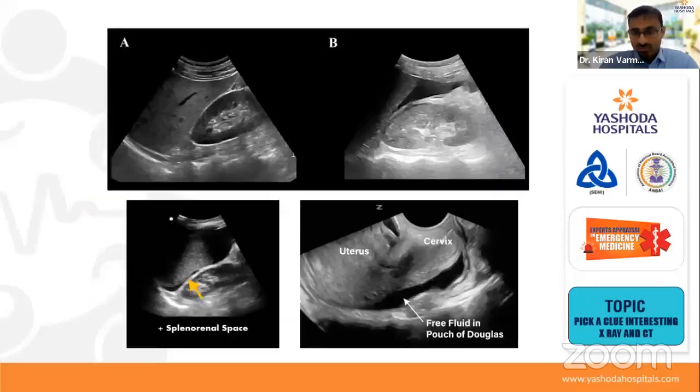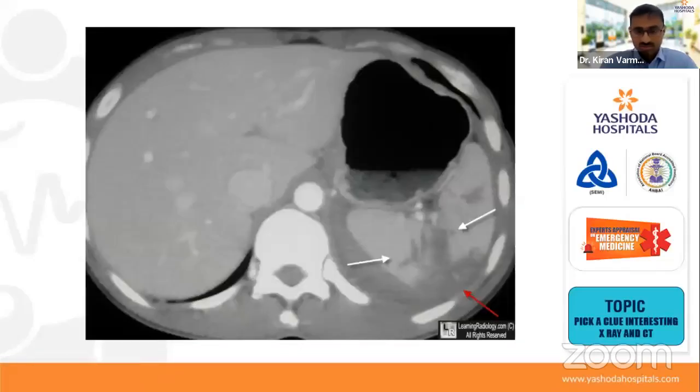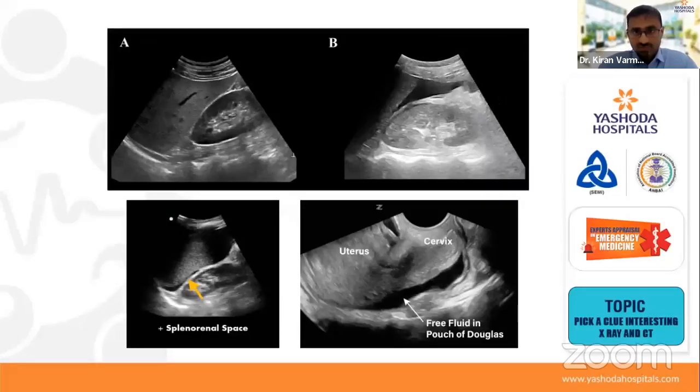So what we do in our ER, when you see a patient with RTA and abdominal injury, we do the FAST scan. So if you look here, this is the hepatorenal pouch, normal. When you look at the splenorenal pouch, you can see the free fluid. This is the spleen. This is the kidney. This is the splenorenal pouch. Can you see the free fluid here? Hypoechoic. This is free fluid in the splenorenal pouch.